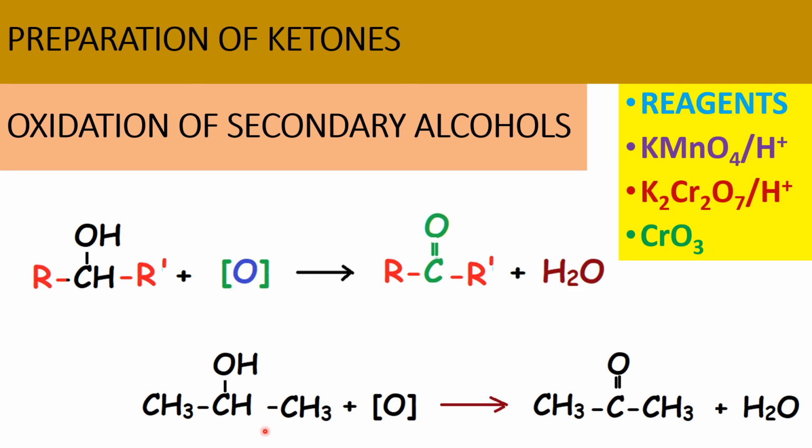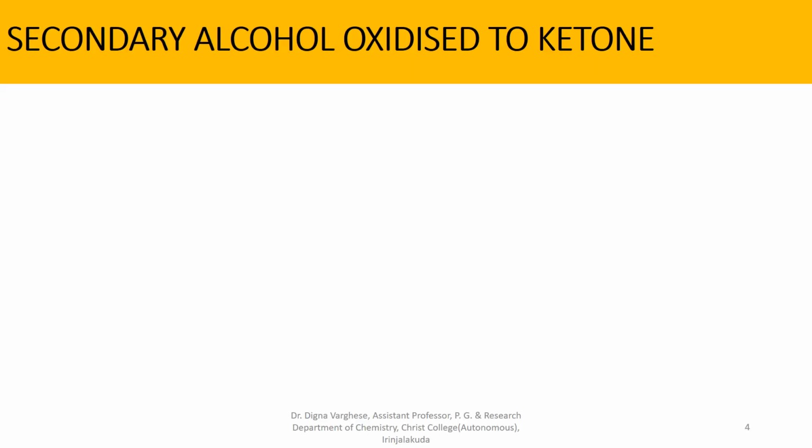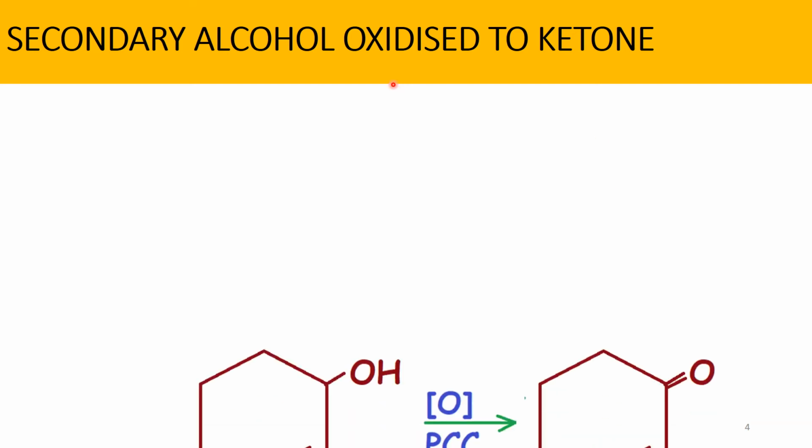Here you can see secondary alcohol, that is 2-propanol, undergoes oxidation and we will get acetone or propanone and water, by using any of these reagents. Secondary alcohol oxidized to ketone.